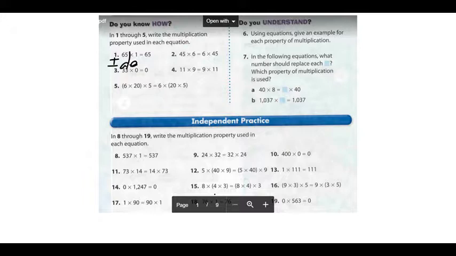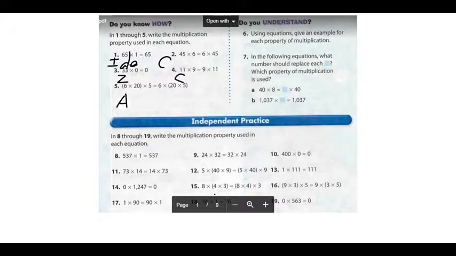Looking at number 2, we have 45 times 6 equals 6 times 45. If you look back at your chart, I'm seeing that the order of factors can be changed, but the product stays the same. That looks like it would be the commutative property. Go ahead and write that. Pause if you need to. Spell it correctly because it's written up there for you. Go ahead and do 3, 4, and 5. Pause and do that and then see if you got them right.